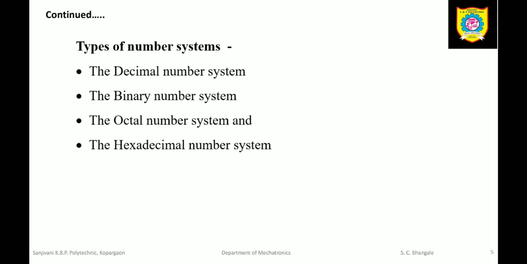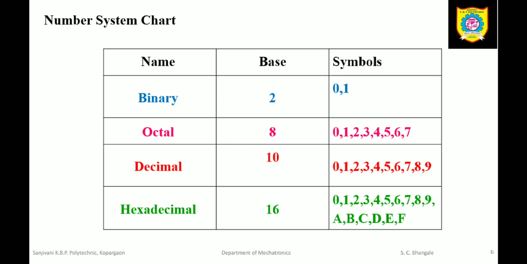Now we'll see different types of number systems. The main number systems are: first, the binary number system; second, the octal number system; third, the decimal number system; and fourth, the hexadecimal number system. This is a chart which gives a brief introduction to the number systems. In the first column, the name of the number system is indicated. In the second column, the base or radix is indicated, and in the third column, the symbols are given.